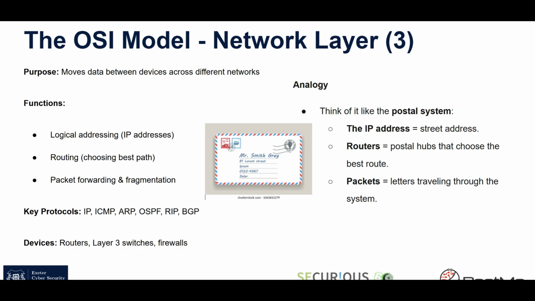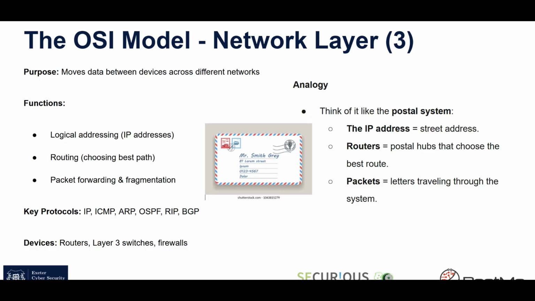Then you got packet forwarding, fragmentation, all that. So key protocols here, just a quick one. Don't worry too much about it. It's just so you know the names: IP, ICMP, ARP, OSPF, RIP, BGP. And you got the devices that are in the network layer, the things that we talked about before: routers, layer 3 switches, which is a switch like that, firewalls, all that.